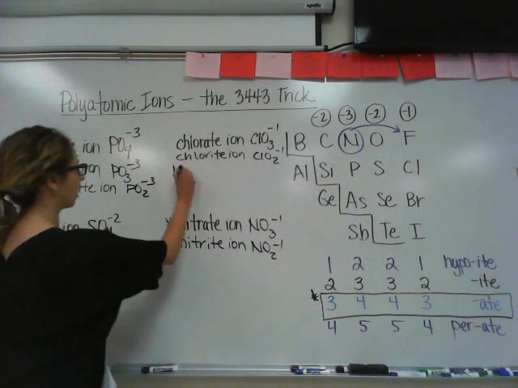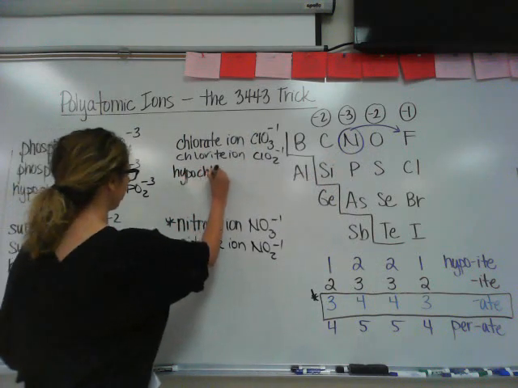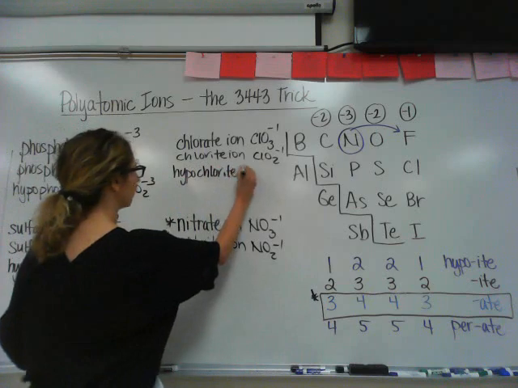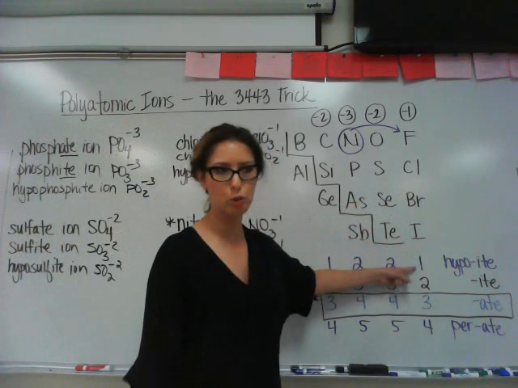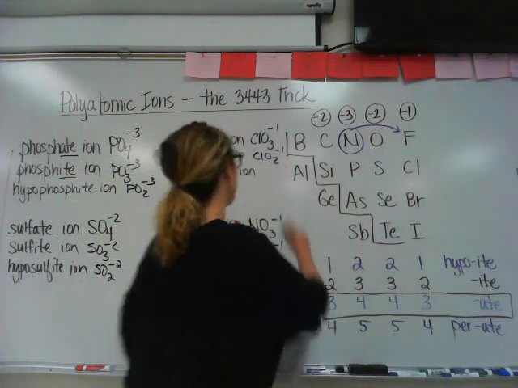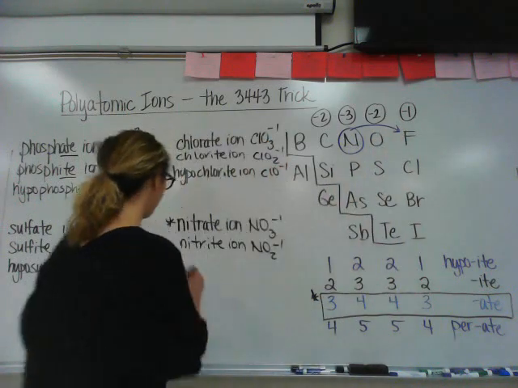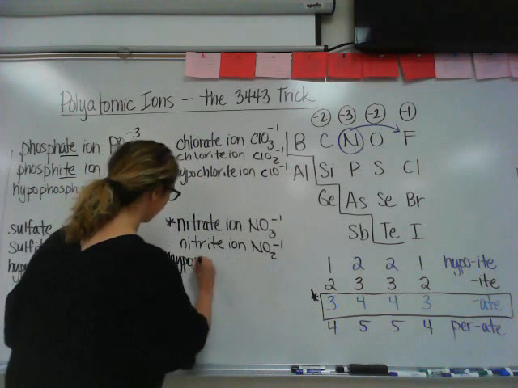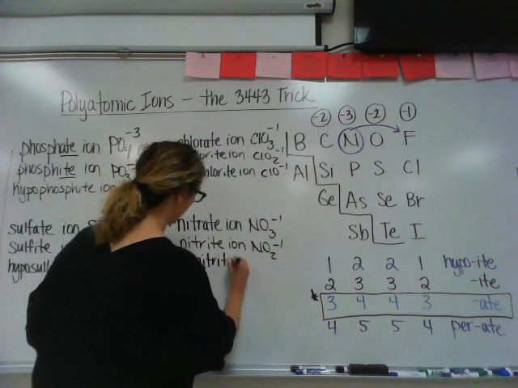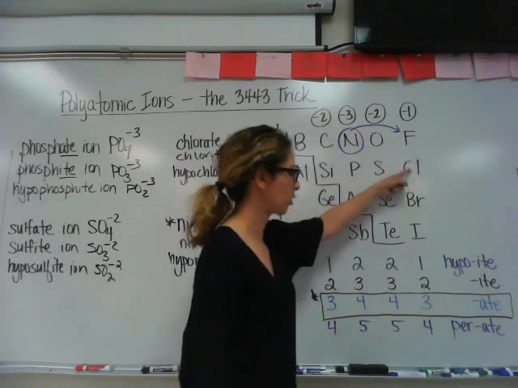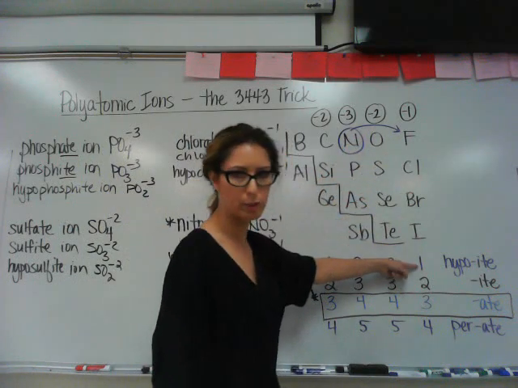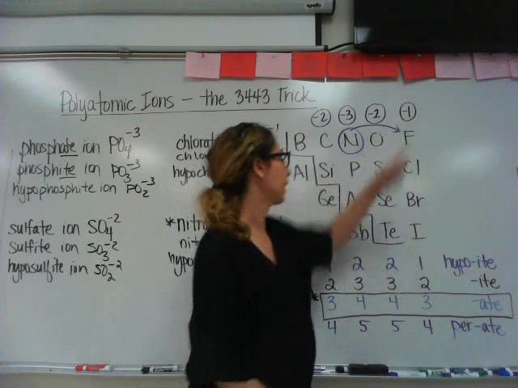If I'm writing the hypochlorite ion, that would be ClO, don't write the subscript 1, -1. If I'm writing the hyponitrite ion, that would be N. You come over here because there's oxygen attached, O1, but we don't write the subscript 1, -1.